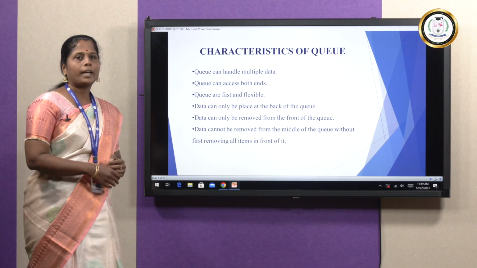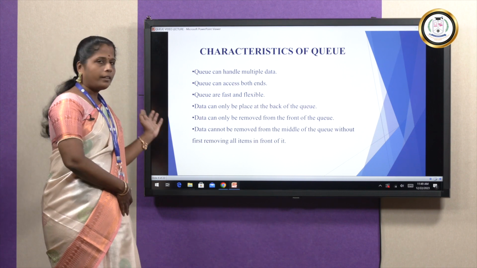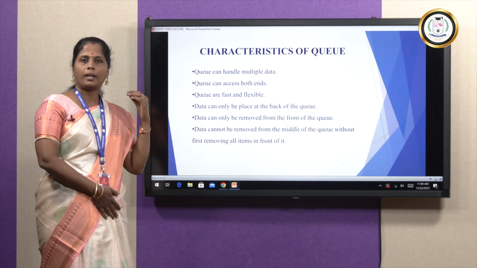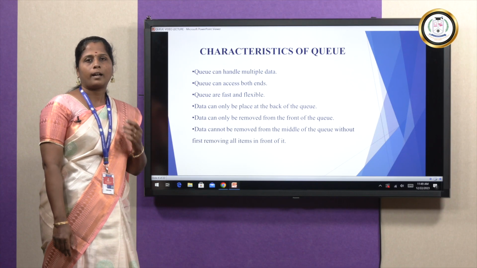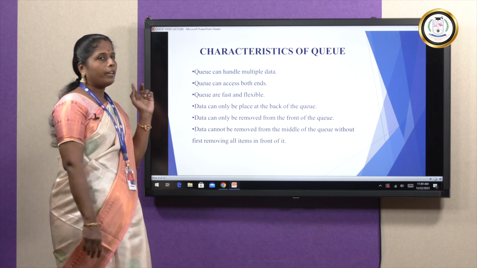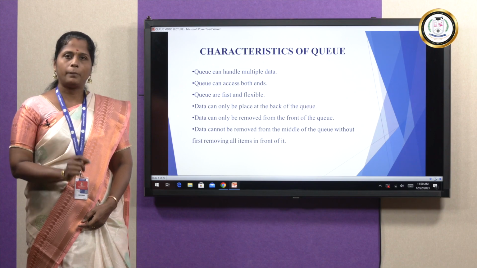In our queue, we can handle multiple data at both the ends. In the front end, we can insert an element. At the back end, we can delete an element. Queue is a fast and flexible type of data structure. Data can be placed at the back of the queue, and the data can be removed only from the front of the queue. And we cannot delete a data which is present in the middle of the queue.